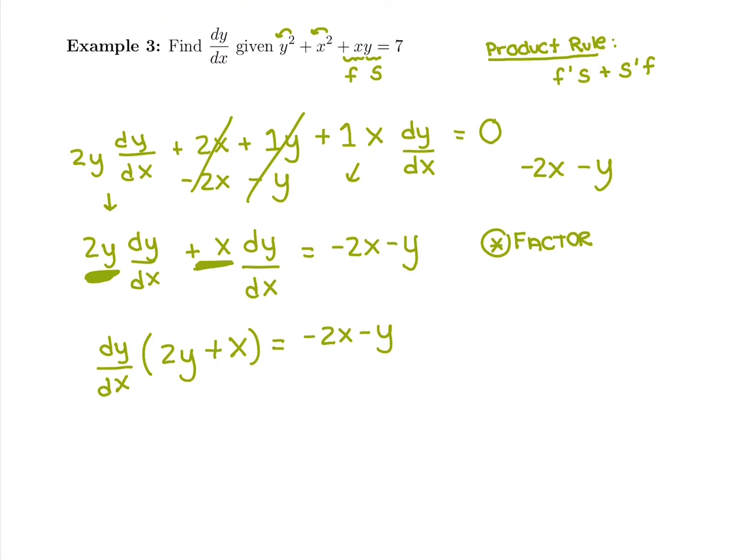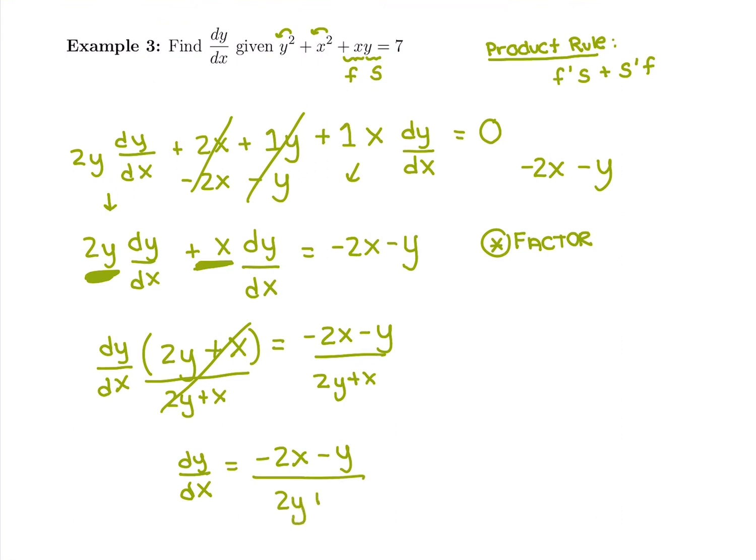So we want to get rid of that multiplication by doing division. So we divide both sides by 2y plus x. That way dy dx, the derivative of y with respect to x, we've solved for the derivative, is negative 2x minus y over 2y plus x. There is my derivative.